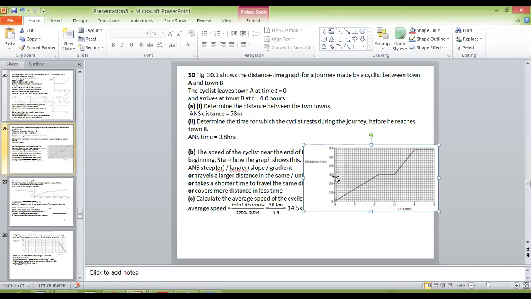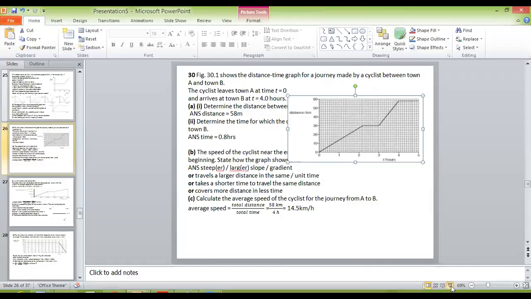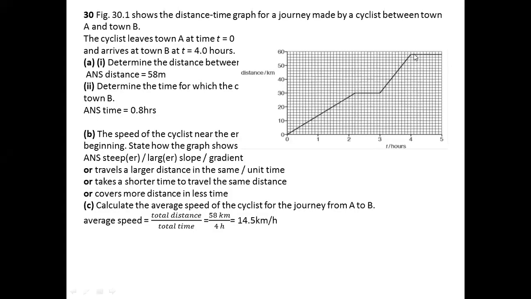58 meter. From the graph, we can see that it is 58 meter. Over here, one small division is equivalent to what? It is equivalent to 2 meter. So it is 58 meter. And then we have to tell the time. Time is 0.8 hours.